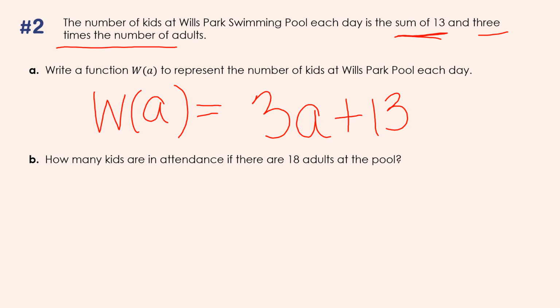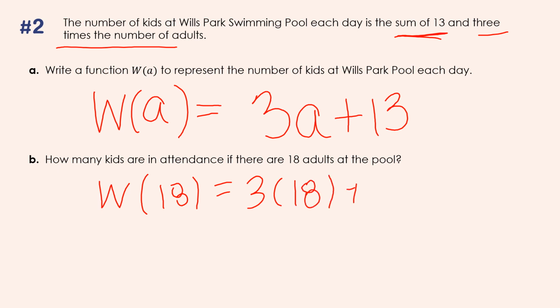For part B, if there are 18 adults in the pool, how many kids are there? So let's plug in 18 for adults. So we're going to do 3 times 18, and then we're going to add 13 to that. Again, either do the mental math or use a calculator, whatever you prefer, but that is going to be 67 kids.